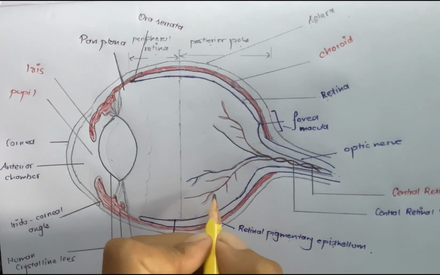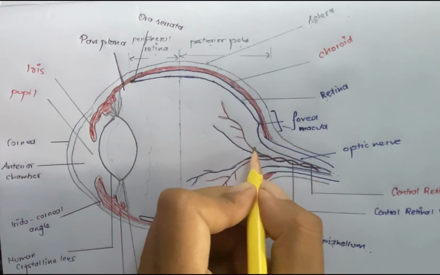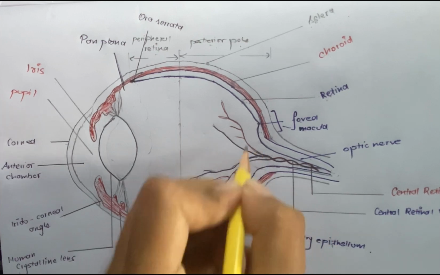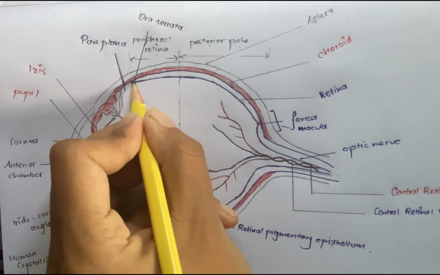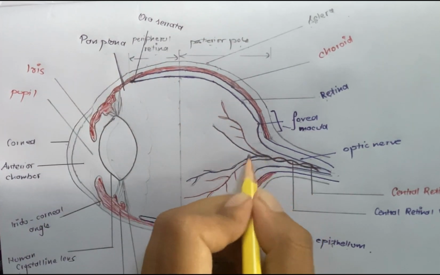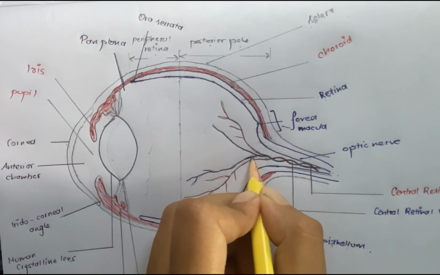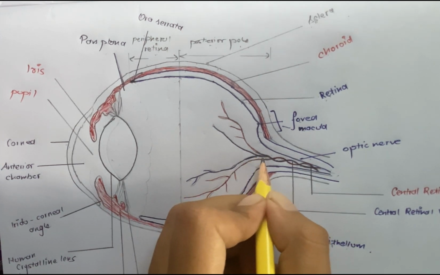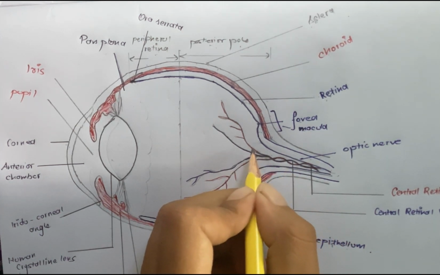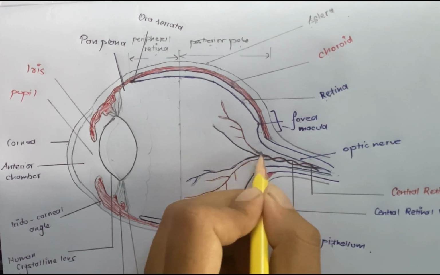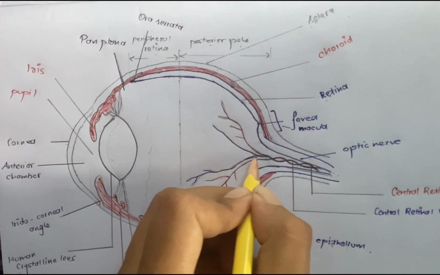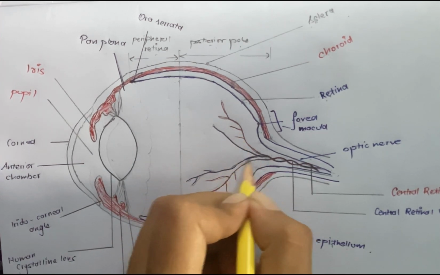Now talking about the gross anatomy of the retina, it extends from the optic disc to the ora serrata. The optic disc is the head of the optic nerve, and at the optic disc all the layers of the retina terminate except the nerve fibers, which pass through the lamina cribrosa to the optic nerve. A depression seen in the optic disc is the physiological cup, from where the central retinal artery and vein emerge.